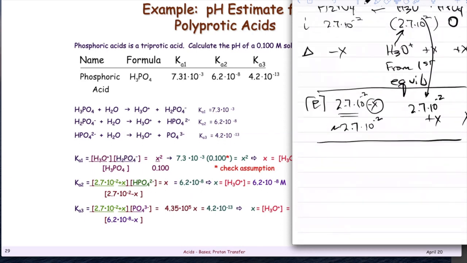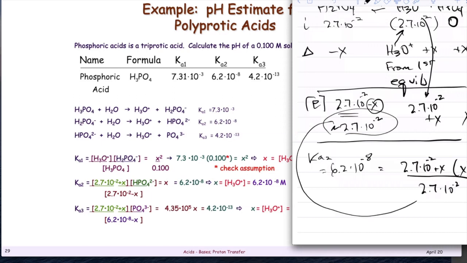So we can set up the mass action expression. We can say that 6.2 times 10 to the minus 8. Remember, this is Ka2. And why is it Ka2? It's Ka2 because we're looking at the second hydrogen that comes off. It is equal to 2.7 times 10 to the minus 2 plus x times x, all over 2.7 times 10 to the minus 2. That's this concentration right here.